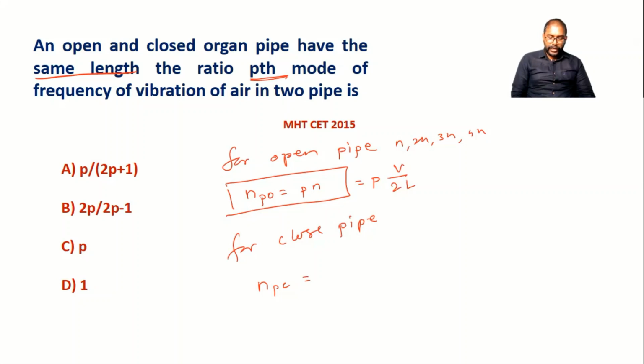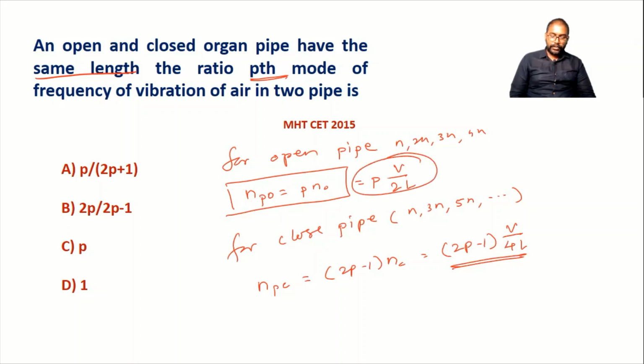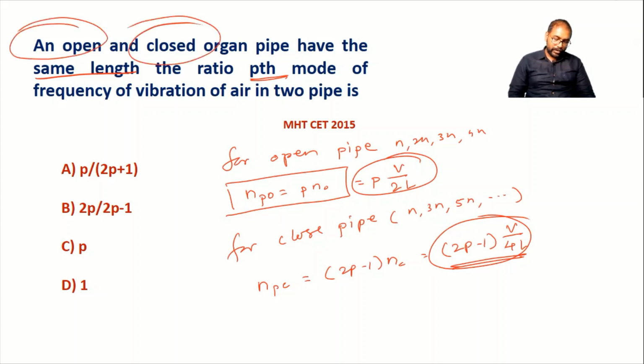And for closed pipe, it is 2P minus 1, because the closed pipe vibrates at N, 3N, 5N and so on. So this is for open pipe and this is the closed pipe frequency. It means 2P minus 1, and the closed pipe fundamental frequency is V by 4L. We have to take the division of these. We have to find the ratio of the pth mode of vibration of these two pipes, first one open pipe and second one closed pipe.